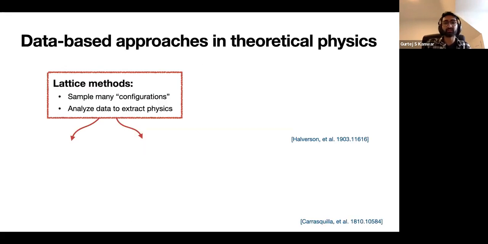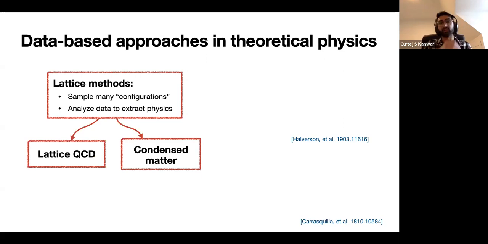But it's worthwhile to note that the structure of these lattice calculations is very much parallel to other data-based approaches in theoretical physics. So what I've just described is that lattice methods in general involve the sampling of many configurations, and then out of this large data set, analyzing the data to extract physics, whether by 2-point correlation functions or 3-point correlation functions or other related approaches. And this then has application in both lattice QCD and, of course, also condensed matter theory.